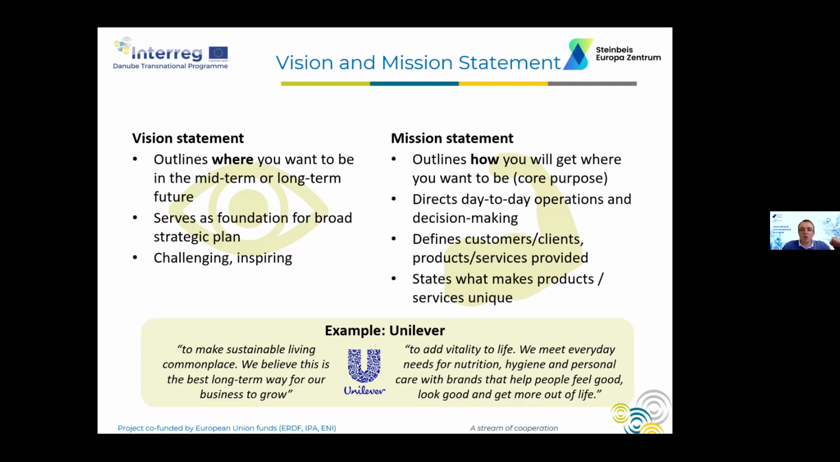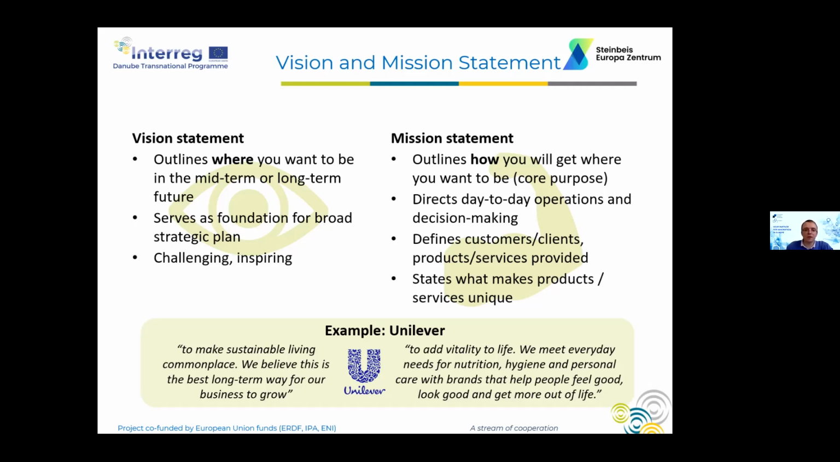And then you have the mission. The mission explains a bit the how you want to reach these objectives. What are the day-to-day activities we will carry out to reach them? And here Unilever sets some goals, and they want to meet everyday needs for nutrition, hygiene, and personal care with brands. So I think every organization that wants to set a long-term vision needs first to answer this type of questions. And usually when you go on some web pages, you already see these messages on the front page.